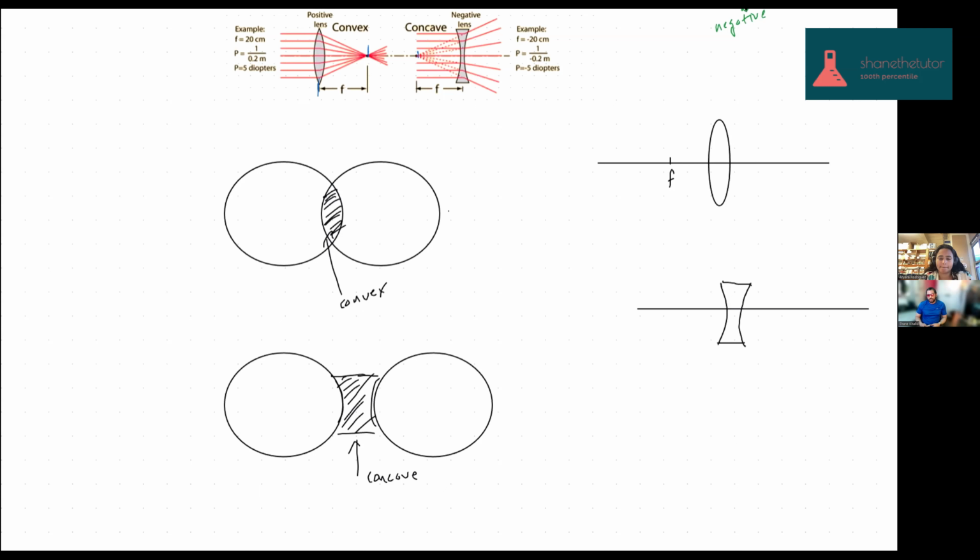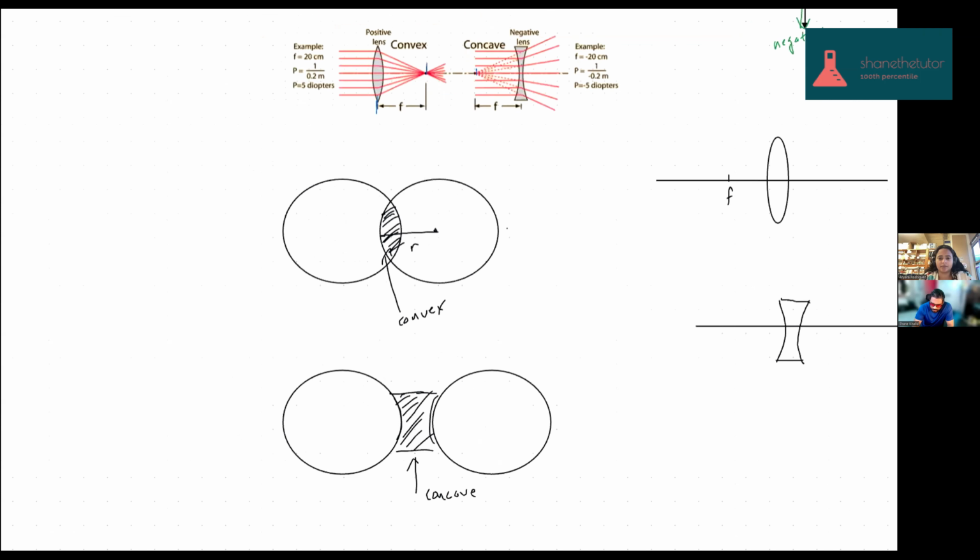spherical shapes, like circles. That also means that there's a radius, let's say r, that can be considered the radius of curvature. The radius of curvature, let's see if I can find a picture.